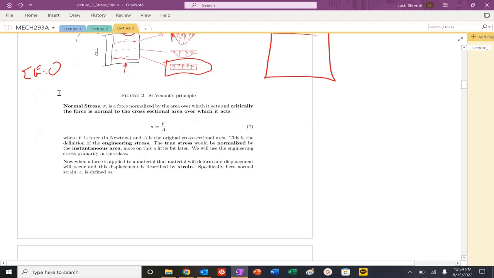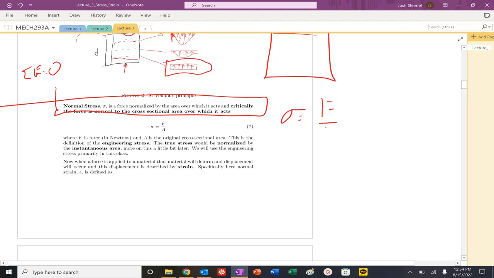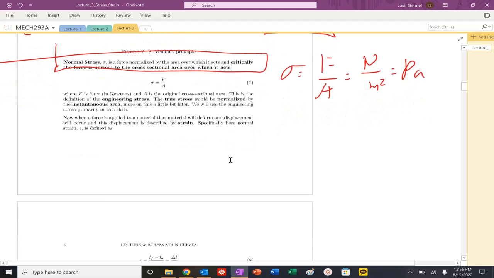Excellent. Now, normal stress. Normal stress, again, is just stress. This is our sigma, just force over area, which is going to be a Newton per meter squared, which is going to be a Pascal. Those are our units for stress. This is engineering stress because this area is the initial cross-sectional area. We'll talk a little bit about true stress. That's going to be instantaneous area. We'll talk about that a little bit later.